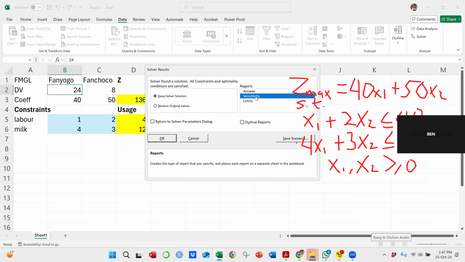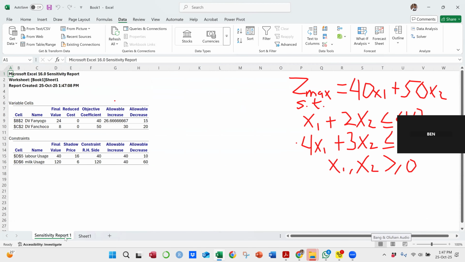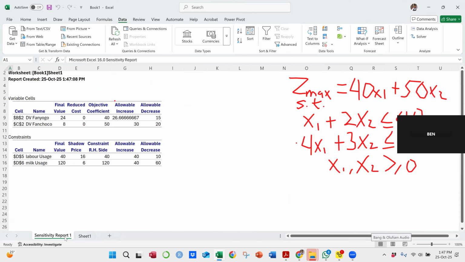Okay. So once you've done this, great. Click on sensitivity and click on OK. A new sheet will open. Click on sensitivity and click OK. A new Excel sheet will open. And at the bottom here, click on that sensitivity report and you should have something like that.